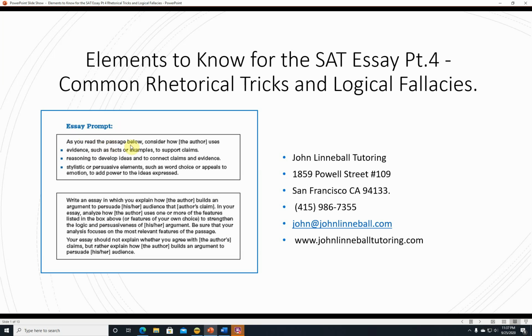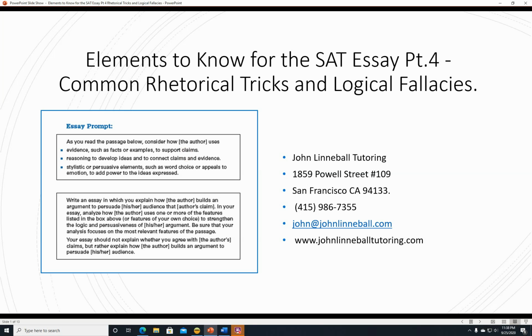As you read the passage below, consider how the author uses evidence such as facts or examples to support claims, reasoning to develop ideas and to connect claims and evidence, and stylistic or persuasive elements such as word choice or appeals to emotion to add power to the ideas expressed. So you're going to have to write an essay in which you explain how the author builds an argument to persuade his or her audience that whatever the author's claim is.